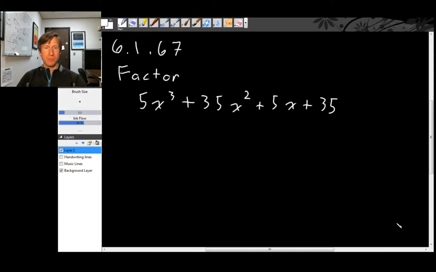Here's a solution for Rockswold problem 6.1.67. The problem is to factor this polynomial. It's degree 3, and that's going to limit our options a little bit.